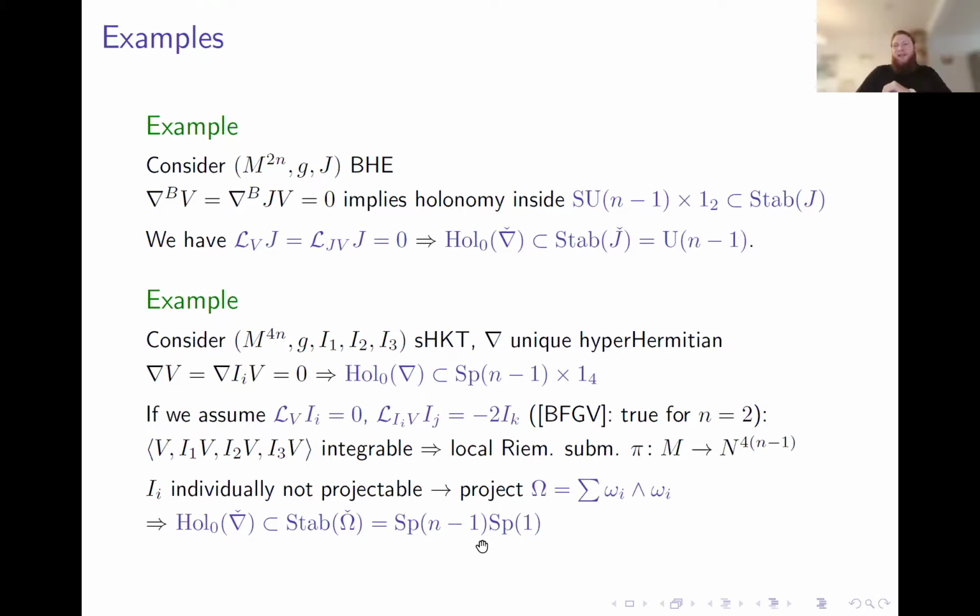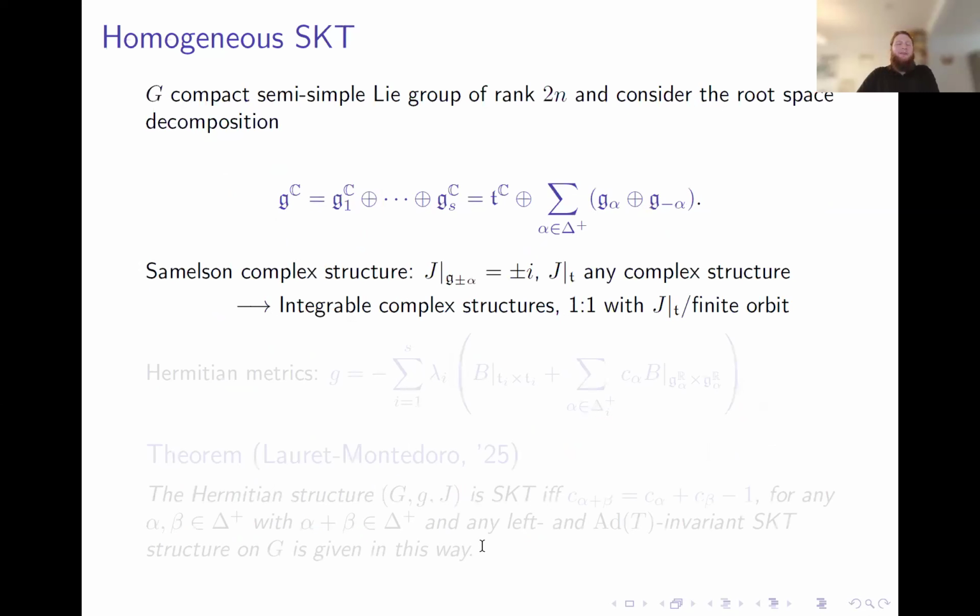Basically, I told you this string background perspective is something I learned about only last year. So I was looking for other kinds of examples, and I found a different class of examples as well, and that is in the homogeneous world. So we want to consider homogeneous strong Kähler-Lewis torsion geometries.